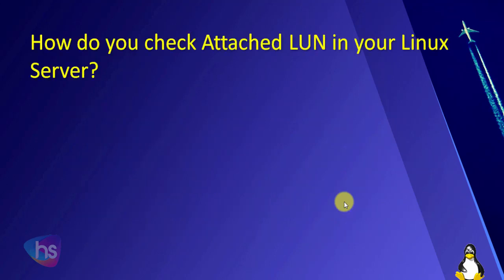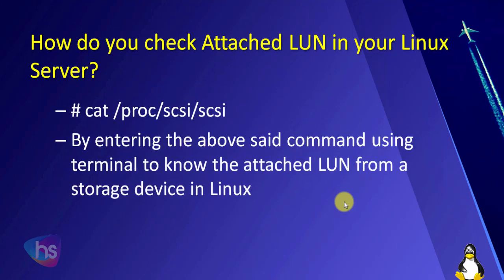How do you check attached LUNs in your Linux server? By using the following simple command: cat /proc/scsi/scsi. By entering this command in the terminal, we can know about the LUNs attached from a storage device in Linux-like operating systems, as well as how many LUNs are attached and what paths they are coming through to attach to this particular server.